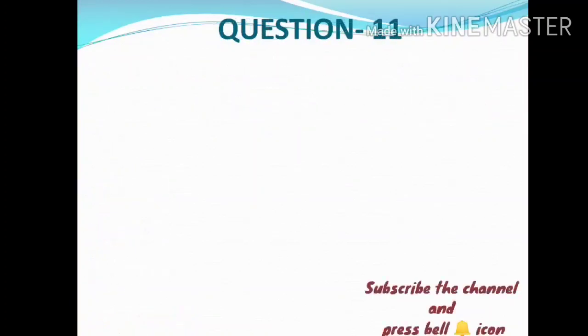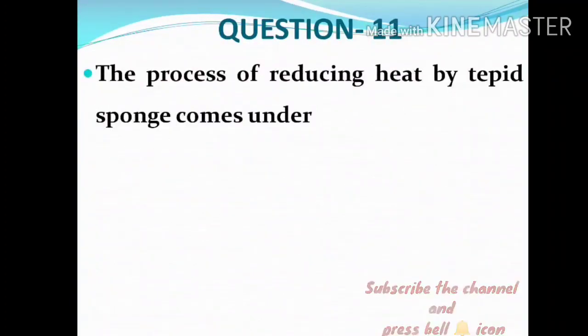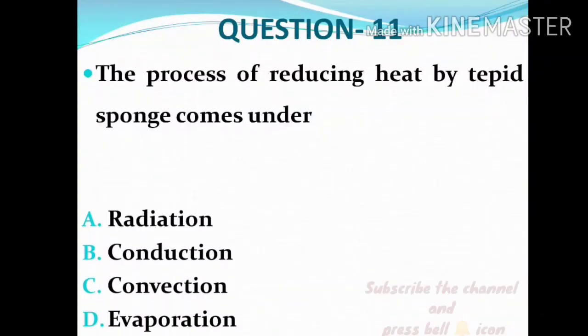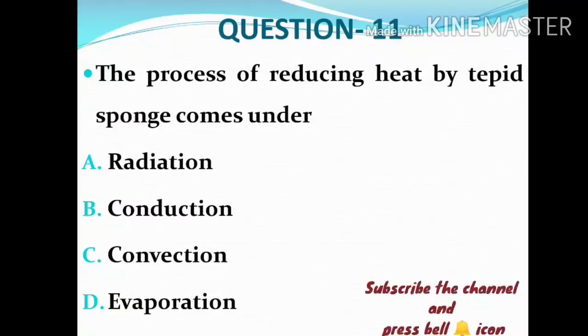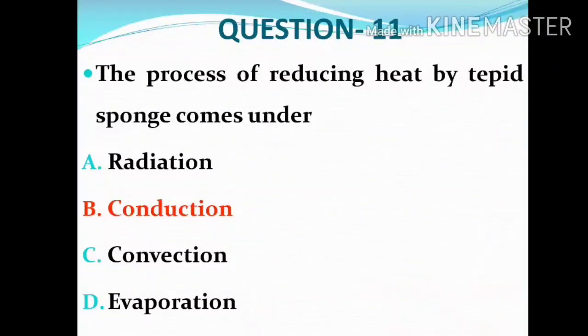Next question. The process of reducing the heat by tepid sponge comes under options: radiation, conduction, convection, evaporation. Here the answer is conduction. Conduction is the transfer of heat from one object to another with direct contact. So here the tepid sponging is an example of conduction.